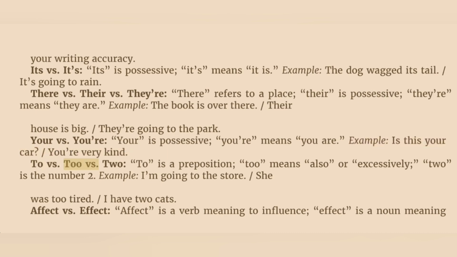To vs. too vs. two: to is a preposition; too means also or excessively; two is the number 2. Example: I'm going to the store. / She was too tired. / I have 2 cats.